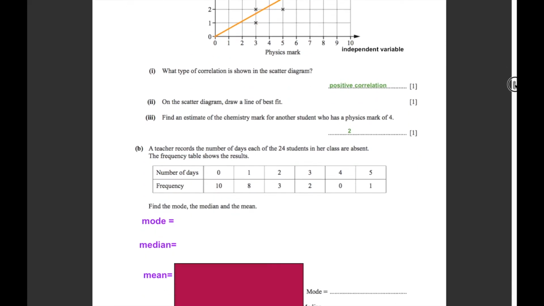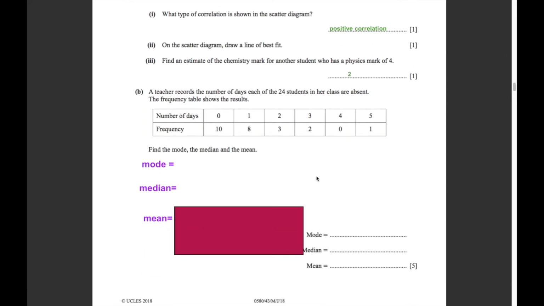Okay, so a teacher records the number of days each of the 24 students in her class are absent. The frequency table shows the result. So let's try to explain what's going on here. So these are the number of days, and there's 24 students, right? Frequency is the number of students absent a certain number of days. So 10 students were never absent, 8 students were absent only once, 3 students only twice, and so on. If you count this, the 10, 8, 3, 2, 0, and 1, you'll realize that it adds up to 24, which is the number of students in her class.